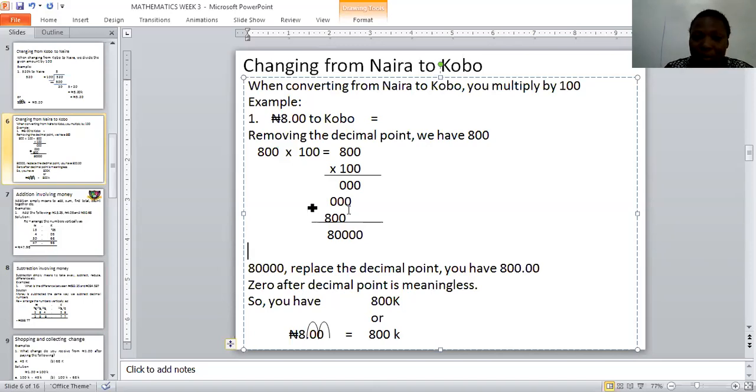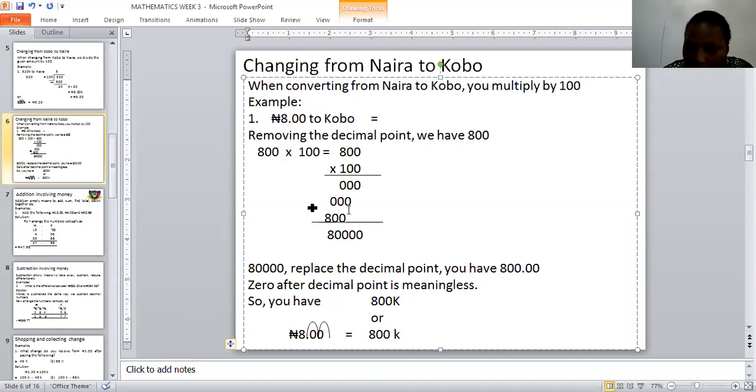Remember, it was a decimal number. We changed it to a whole number, so you replace the decimal point back. We removed it 2 times. We replace it back how many times? 2 times. Good. So we have it as 800.00. 0 after the decimal point is meaningless. So you have 800 kobo.